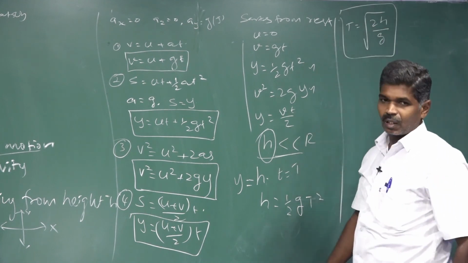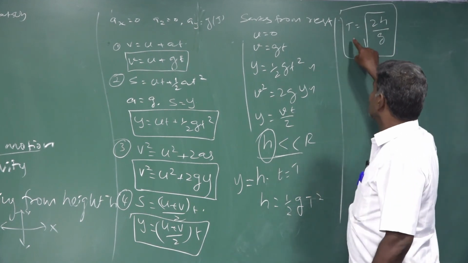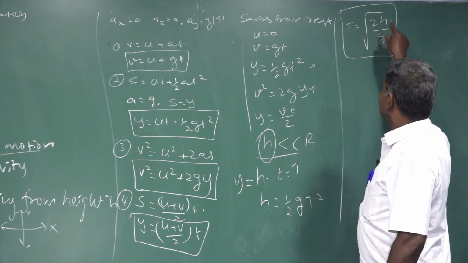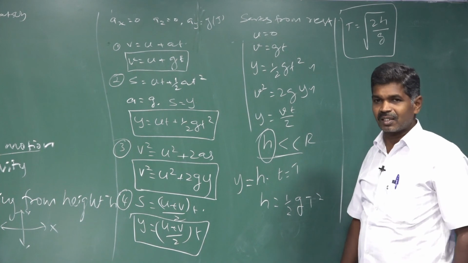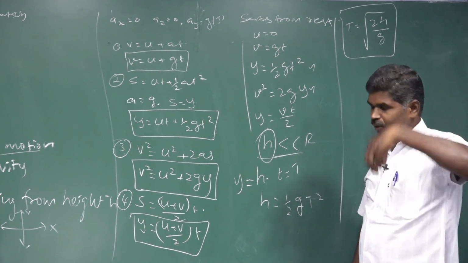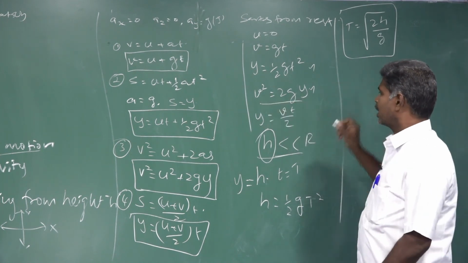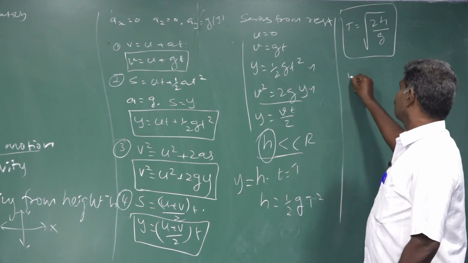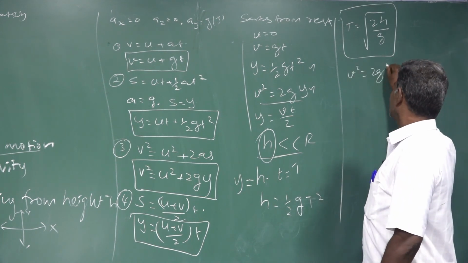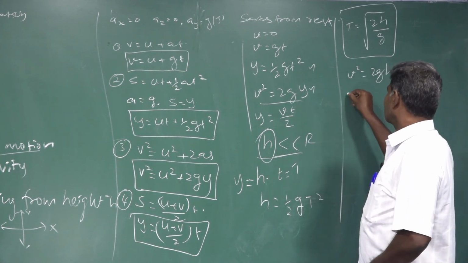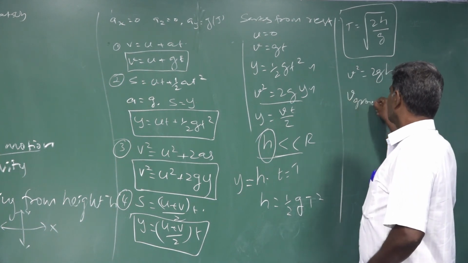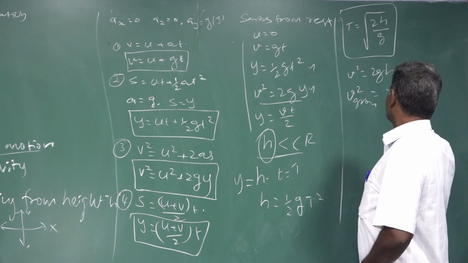Time to reach the ground, t is equal to square root of 2h by g. At the same time, we are going to find the final velocity of the object when it reaches the ground. For that we are going to use the equation v squared is equal to 2gh. That is, the final velocity, v ground squared, is equal to 2gh.